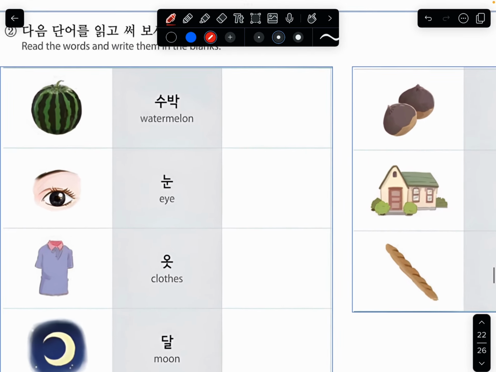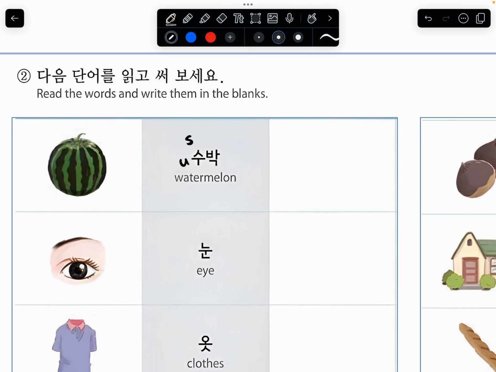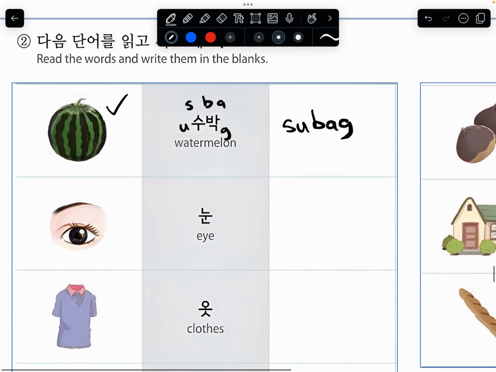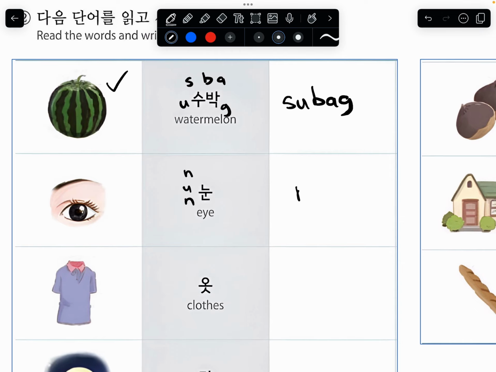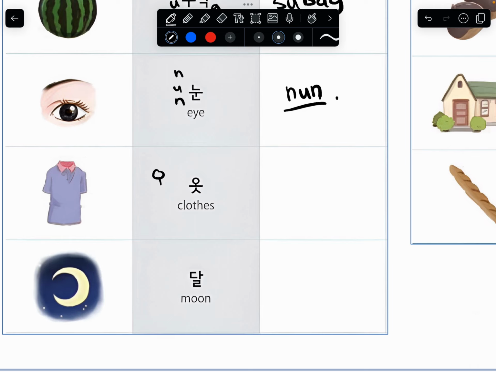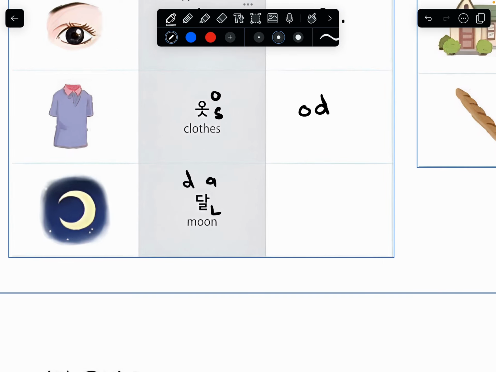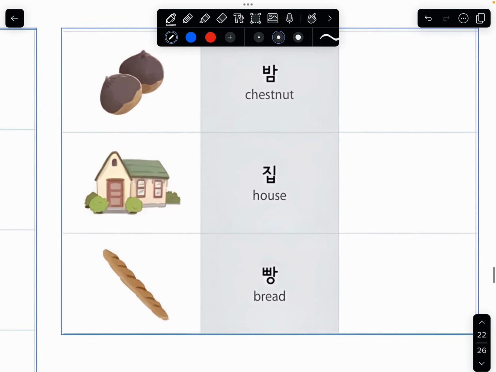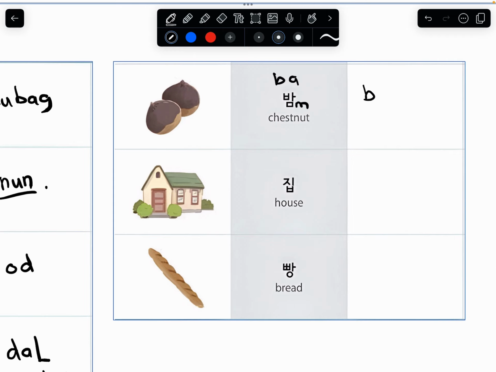Now let's try to read this. We have S-U-B-A-G, so the sound should be subak. Subak is watermelon. And then we have N-U-N, the sound will be nun. We have O and S. But S, as I said before, becomes D, so the sound is ot. Then D-A-L, the sound will be dal, not dar. Dar is wrong. Then B-A-M, the sound will be bam. J-I-B, the sound will be jip. P-A-N-G, the sound will be pang.